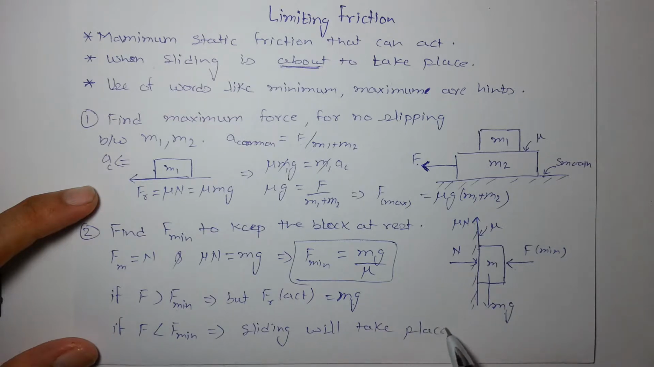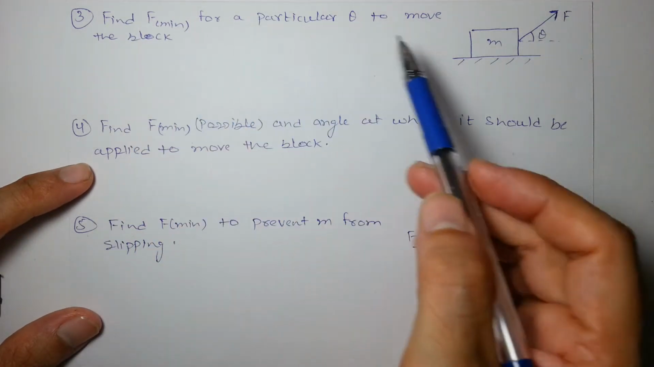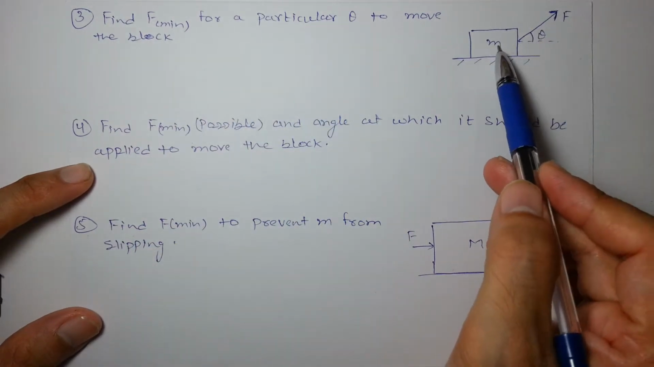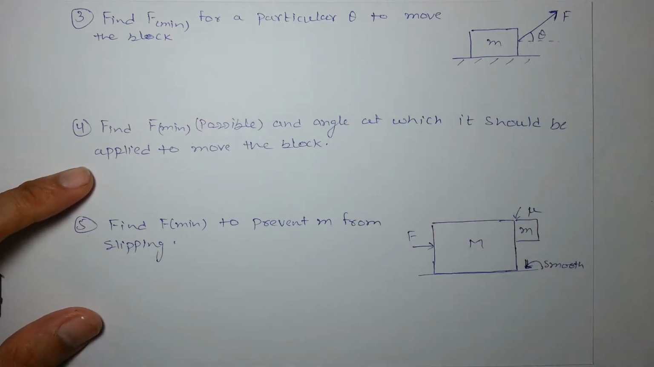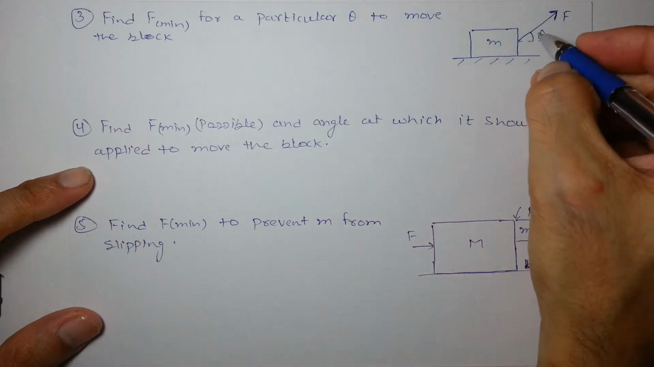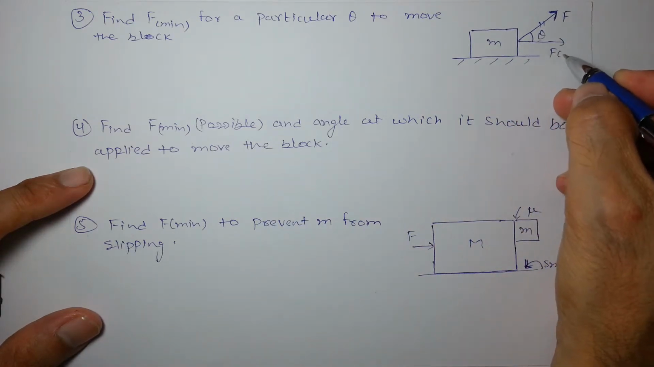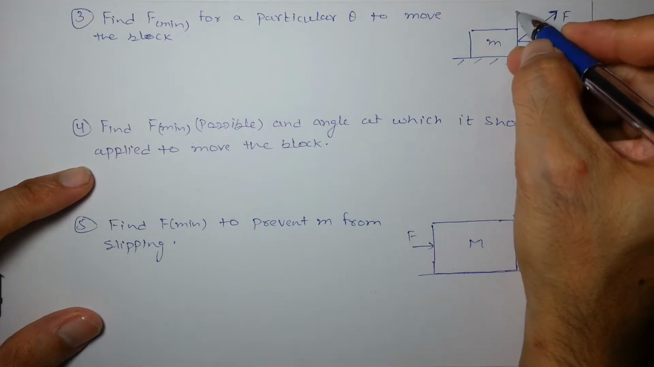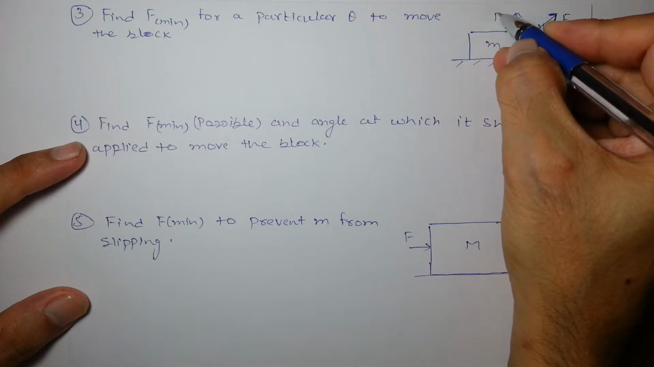So let's move on to the next example. In this part, we have to find the minimum force acting on this block at a particular theta. Theta is given, to move the block. So let's just draw and take the components. Draw the FBD. This is F cos theta. This is F sin theta.